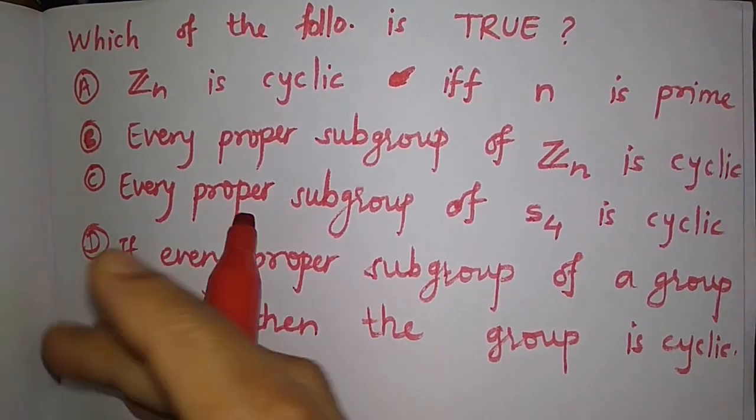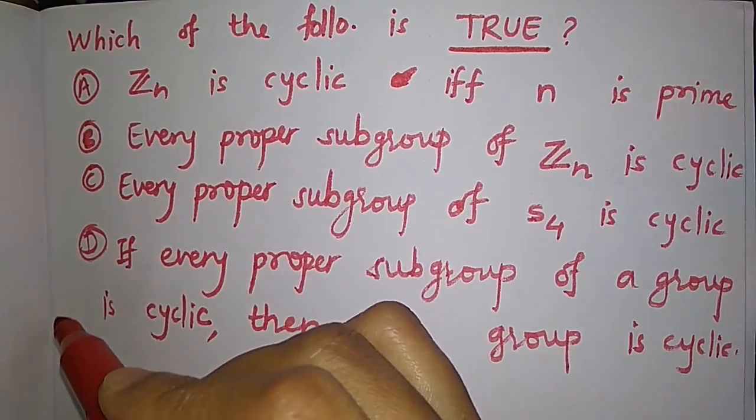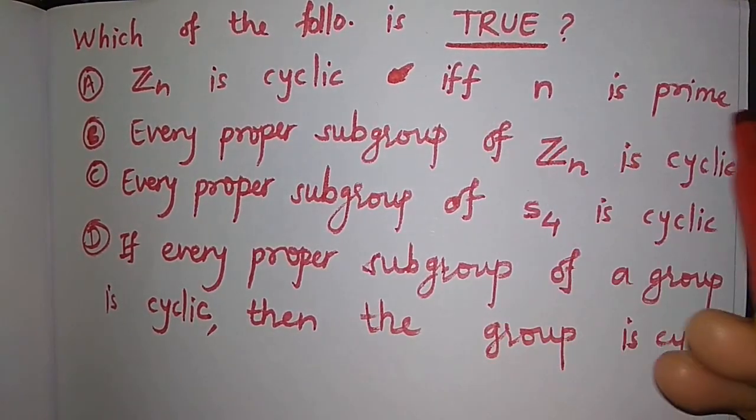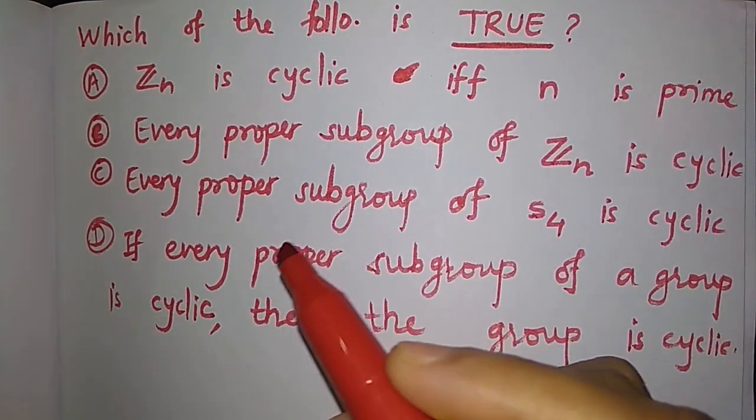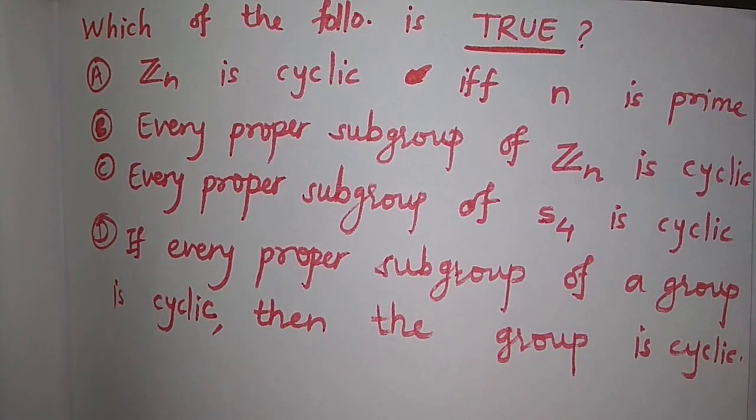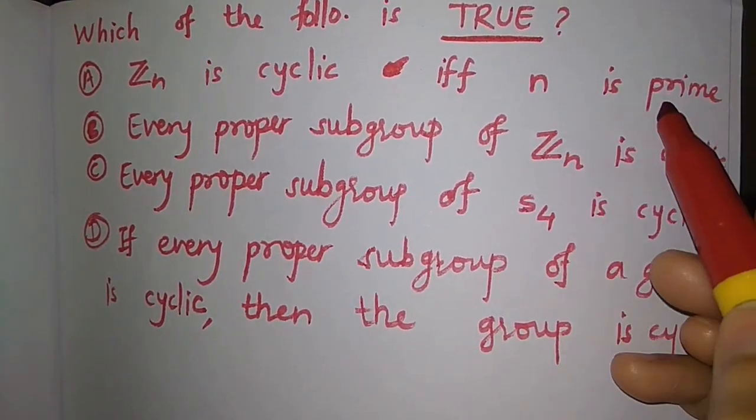Let us see the question. Which of the following is true? We have four options. The first option is Zn is cyclic if and only if n is prime. By the way, this is from section A, so only one option is correct.